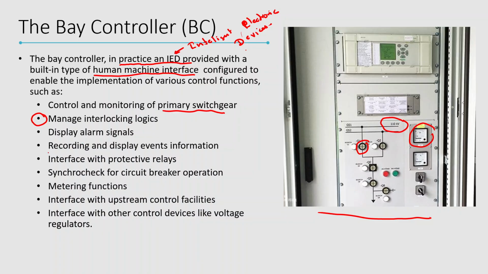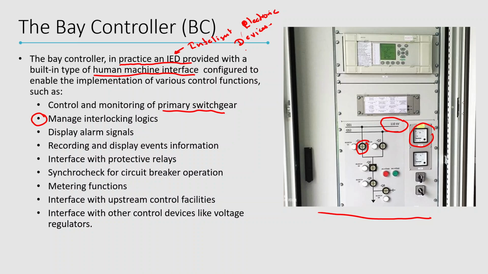It also records and displays event information. It records all the event information, turning on and off the circuit breakers, tap changing of the transformers, and the variation of voltages, frequencies, and everything. These will also be displayed through the meters and other display panels to the operators.